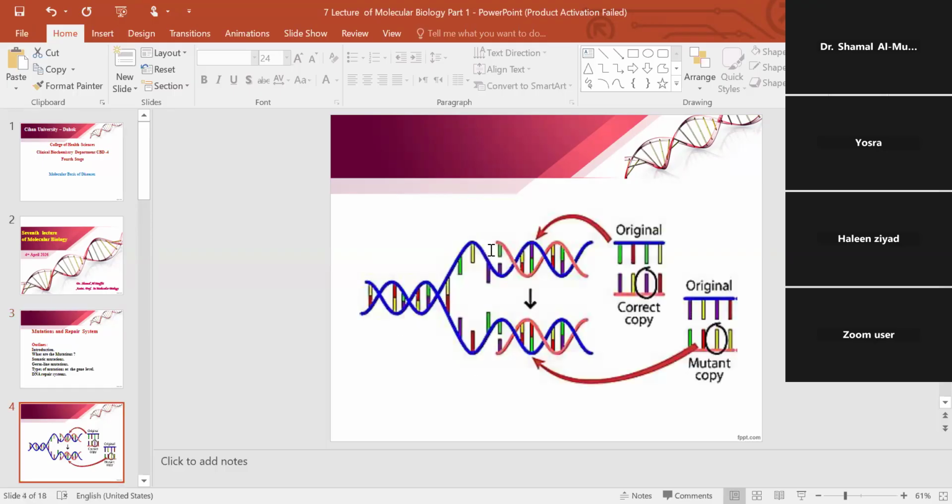Now, if you watch these pictures here about the two strands of the DNA, after replication, one of these strands becomes a mutant and the other the original, so here the mutation will start.